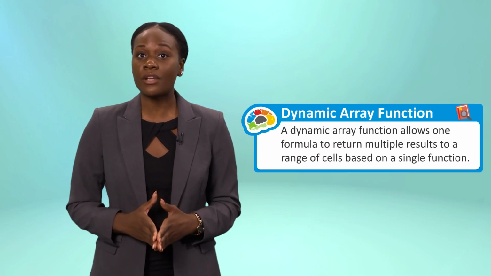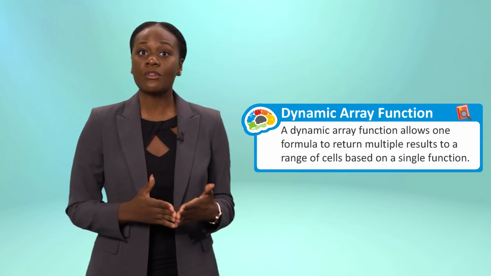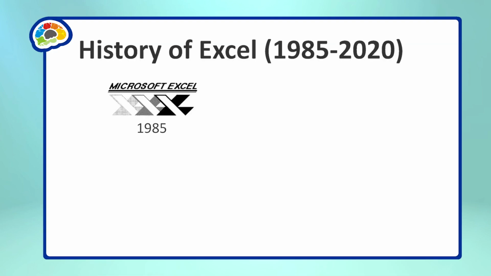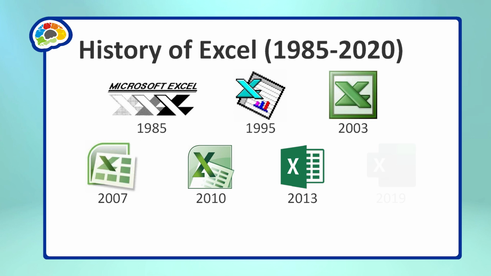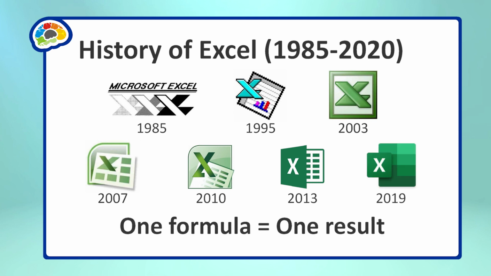It definitely is. A dynamic array function allows one formula to return multiple results to a range of cells based on a single function. As another example, you might need to multiply two columns. Until now, in the entire history of Excel, you would enter the function in one cell and you got one result. In order to get results from a formula into multiple cells, you had to either copy a formula to an entire range or create an array formula, often called a CSE formula. CSE. It actually stands for Control, Shift, Enter. That's the key combination we had to use to make the array formulas work.